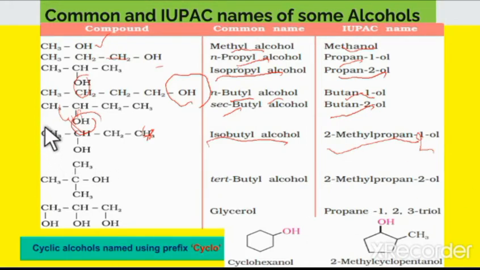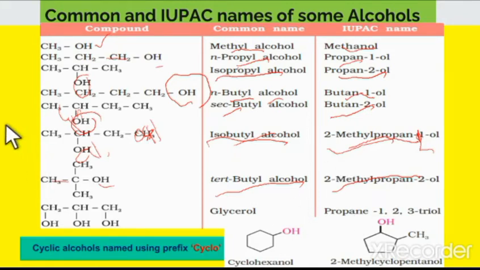Next, another compound. In this case you can see CH3, CH3, next CH2OH. This compound's name is isobutyl alcohol, whereas the IUPAC name is 2-methylpropan-1-ol. This is the IUPAC name. And the other compound is CH3, CH3OH. The common name is tertiary butyl alcohol, whereas the IUPAC name is 2-methylpropan-2-ol. This is the IUPAC name.